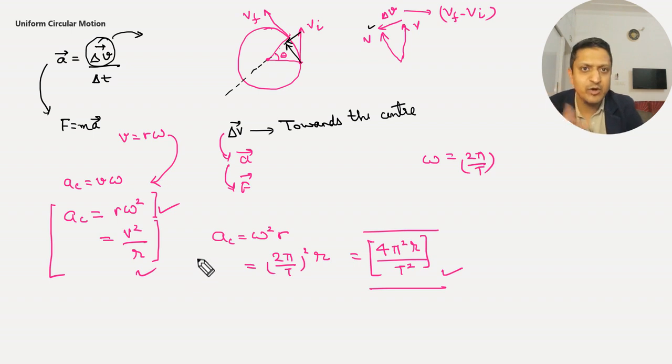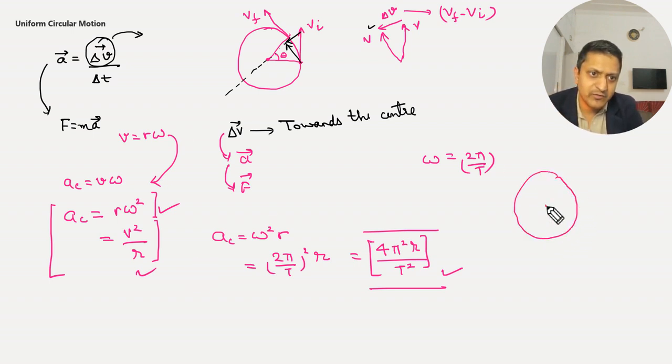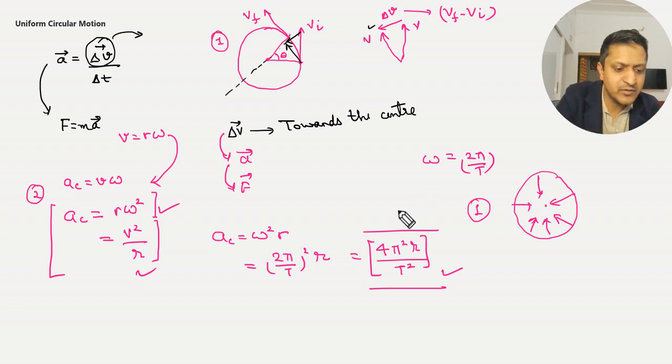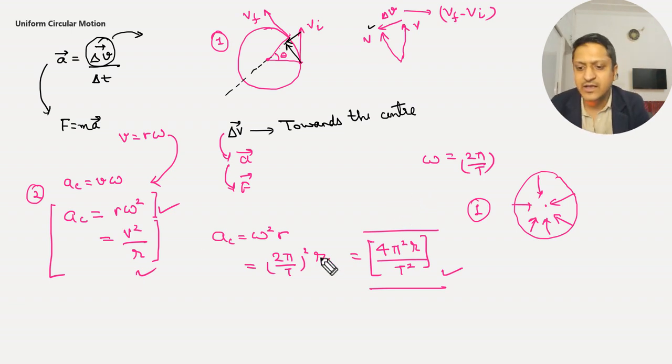The basic key point is that whenever there is a circular motion, the acceleration will always be towards the center. This is the first point. And the second point is these formulas. That's it. This is all about circular motion.